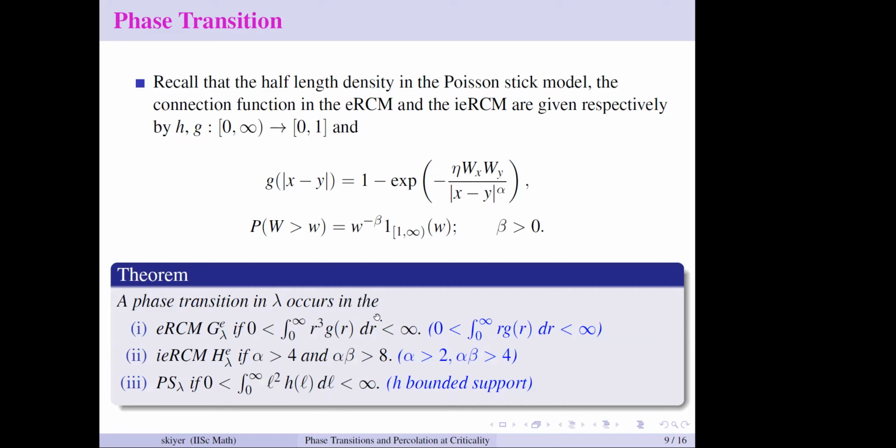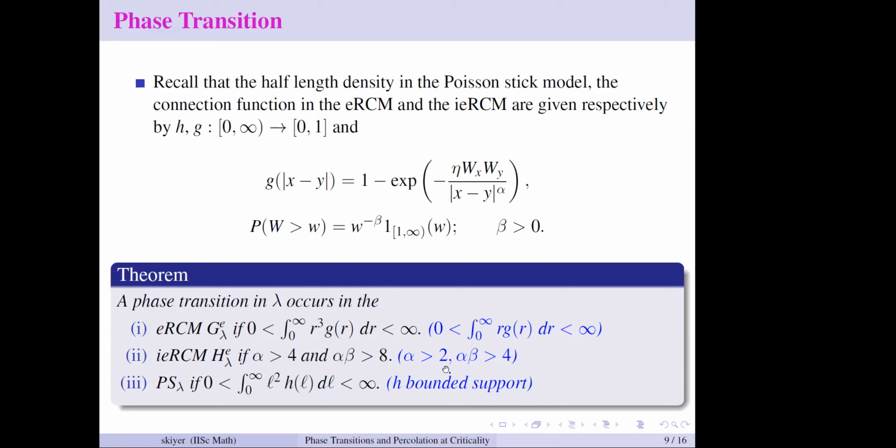However, in order to show that lambda is non-trivial, that is, lambda c is strictly positive, that is, for sufficiently small lambda you won't have an infinite component, we seem to require this condition, even though we can't say that if this is not met, there would still be non-trivial. Okay, so it's only one way we are here for the lower bound. For the inhomogeneous model, this was the condition that is required.